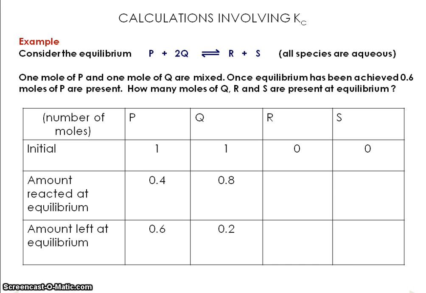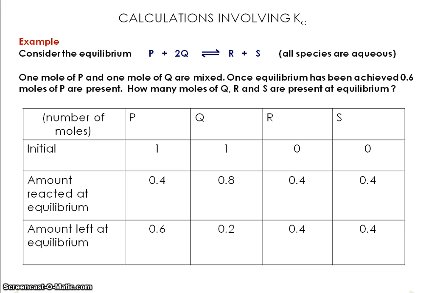So all that's left is for us to look at R and S. We know we started with no moles of each of those. And if we look at the chemical equation, 1 mole of P gives 1 mole of R and 1 mole of S. So if we look at P, we know that 0.4 of it has reacted. So if 1 mole of P gives 1 mole of R and 1 mole of S, then 0.4 moles of P is going to give 0.4 moles of R and 0.4 moles of S. So we can now fill in this table. And this now tells us the amounts of all of the substances at equilibrium.